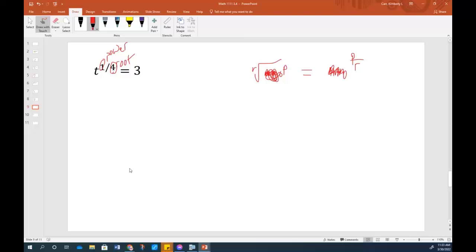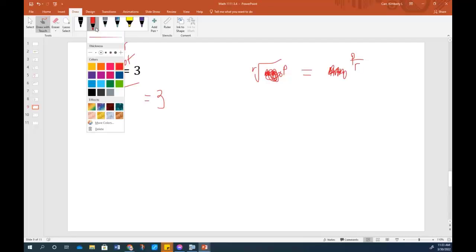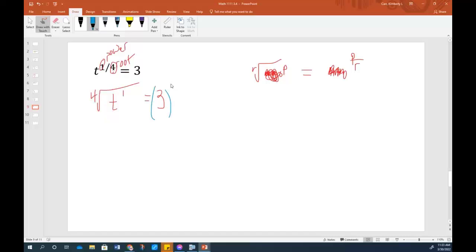You don't have to rewrite it, but sometimes it's helpful to people as they're learning to say, okay, so that's the 4th root of t to the 1st. Of course, t to the 1st is just t. But this means the exact same thing. So whether or not you rewrite it, it's this 4 we're trying to get rid of. And the way that we get rid of that is by raising both sides of the equation to the 4th. If we had left it in its fraction form, we would have just let those 4's cancel and we would have had t to the 1st. But that still happens with my rewrite. So I end up with t to the 1st is equal to 3 to the 4th. 3 to the 4th is 81.